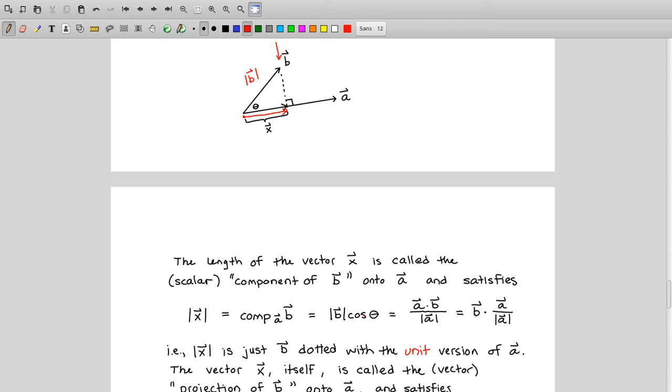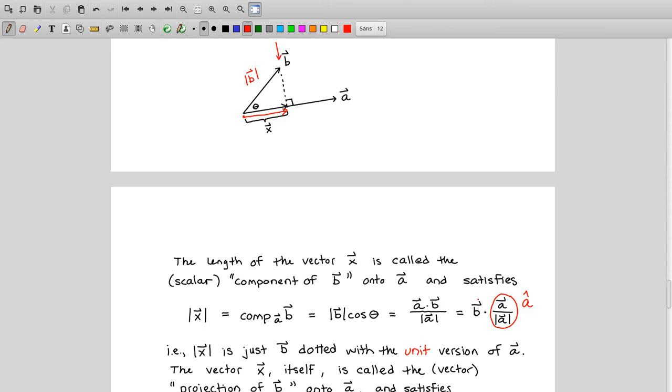But cosine theta is a dot b over magnitude a magnitude b. We saw that higher up. And then this magnitude b cancels the 1 over magnitude b in the denominator, so we're left with a dot b over magnitude a. Or if you like, rearranging this a little bit, b dot a over its magnitude. But then what is this? This is just the unit vector version of a, which we've written a hat in the past.